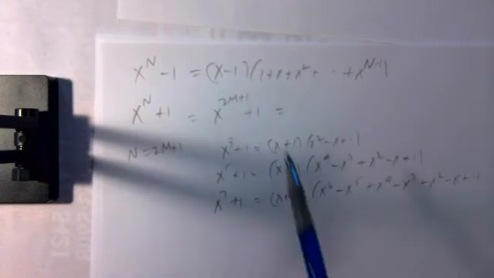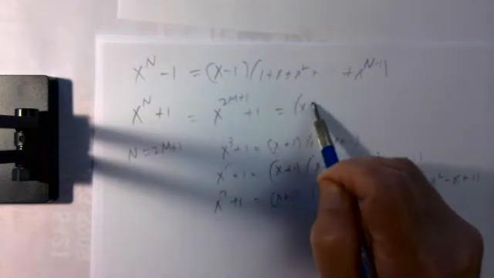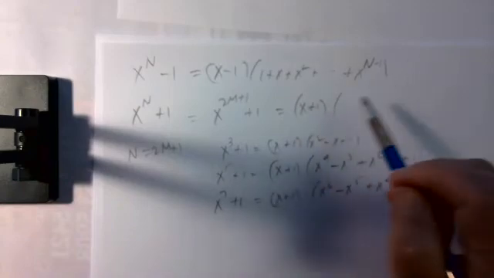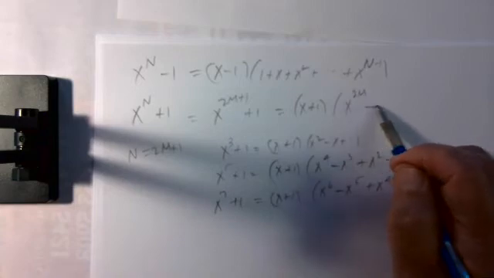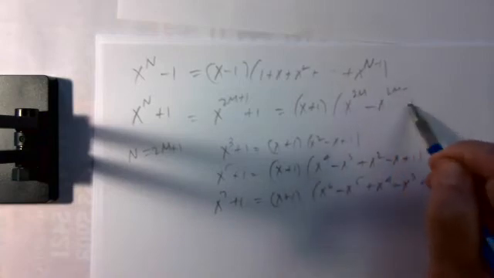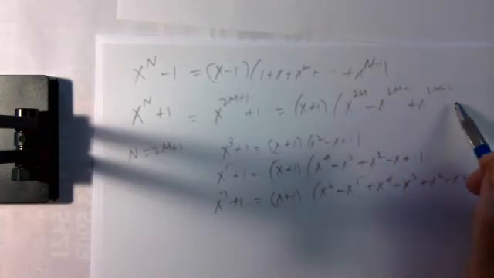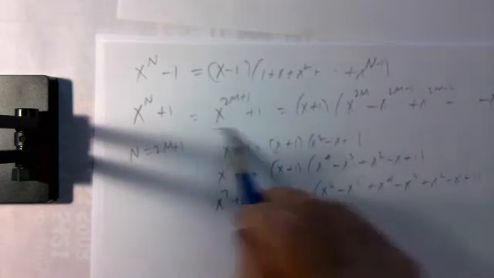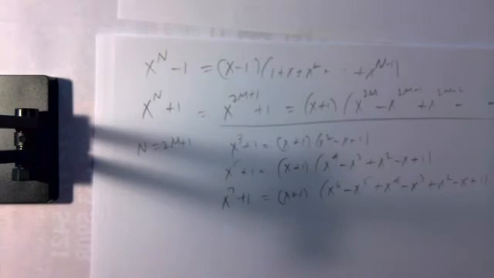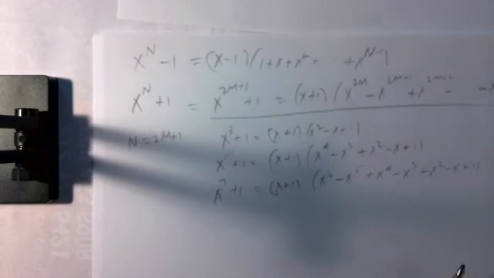And in general, x to the 2m plus 1 plus 1 is going to be x plus 1 times, and then just going down by 1, x to the 2m minus x to the 2m minus 1, x to the 2m minus 2, minus plus plus, minus x plus 1. There's always this factorization. Okay, any questions about this?